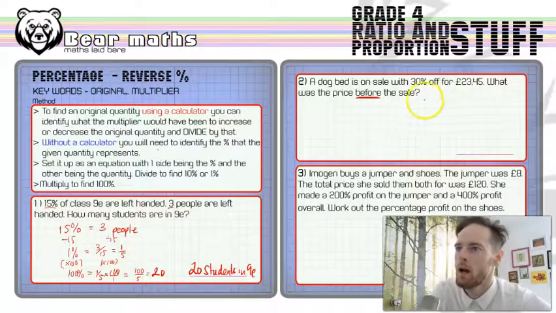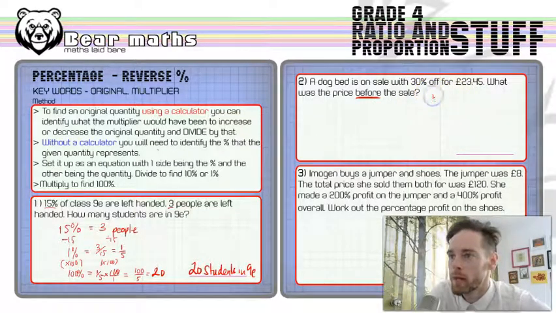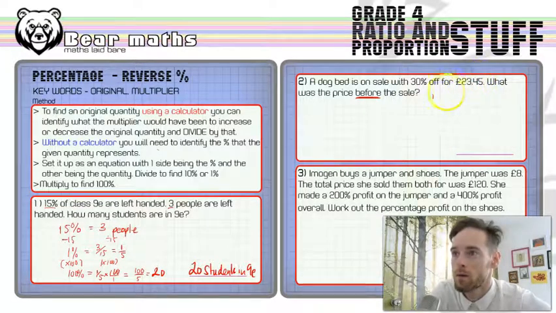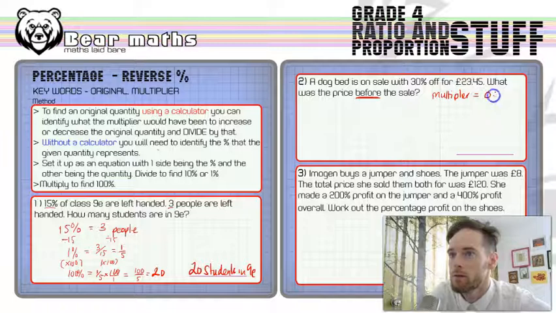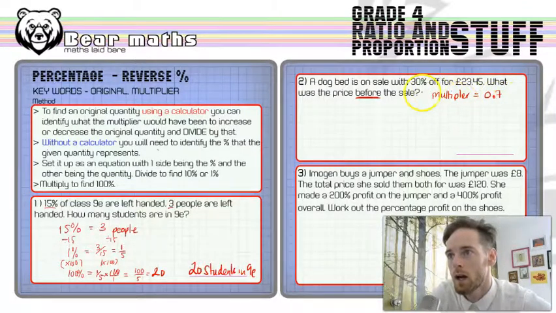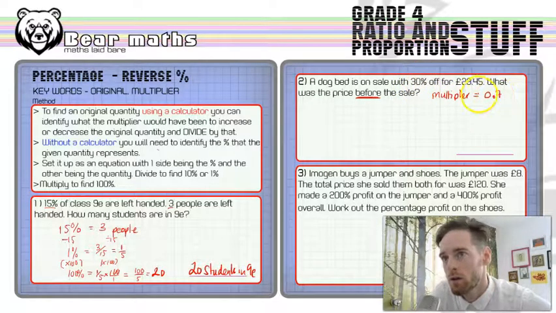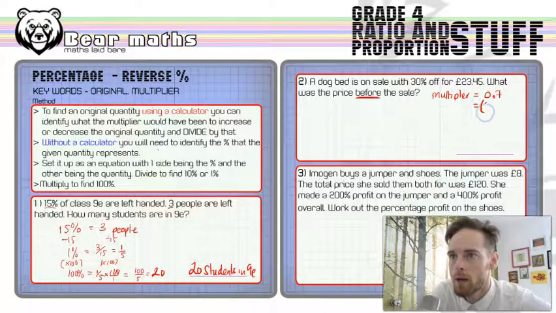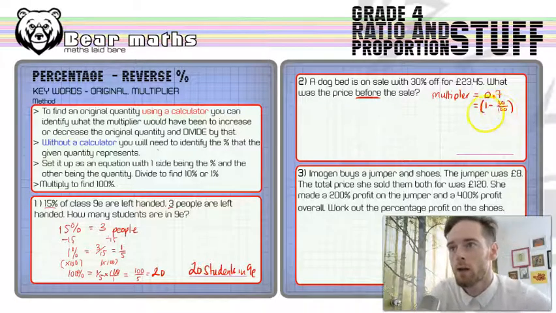So I need to work out what the multiplier would have been to have decreased £23.45 by 30%. So the multiplier would have been either 0.7, which you could understand if you understand this particular topic quite well, by thinking of 30% off of 100% and then dividing by 100. Or my preferred way is 1 minus 30 over 100. There's our multiplier that would decrease a quantity by 30%.